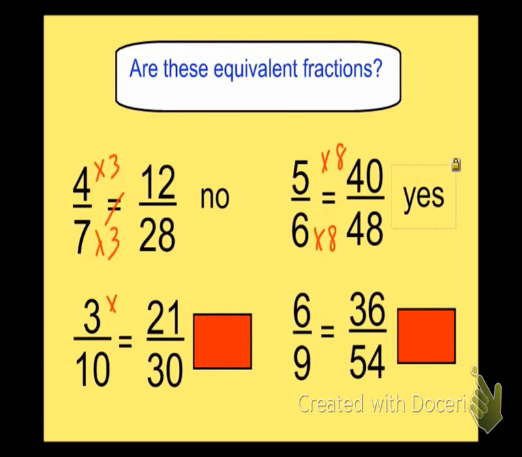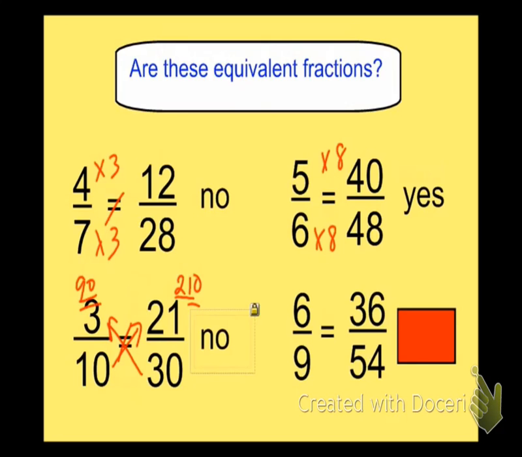First, 7 times 3 is 21. Is 10 times 7 30? No. Now there's another way you could tell if these were equivalent. If you cross multiply, you should get the same product. So 10 times 21 is 210. 30 times 3 is 90. These are not the same. Those are not equivalent fractions.